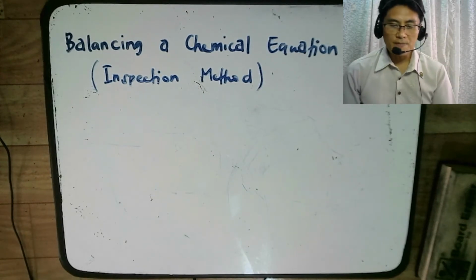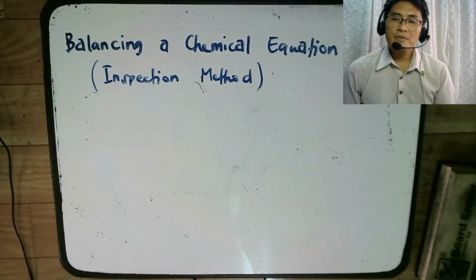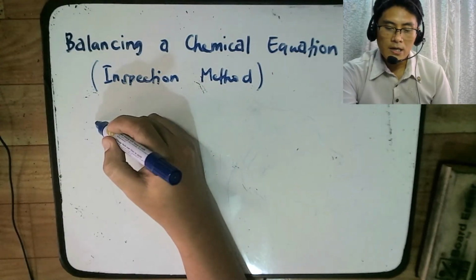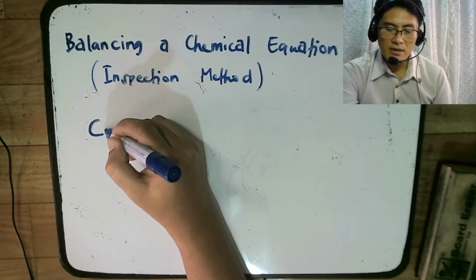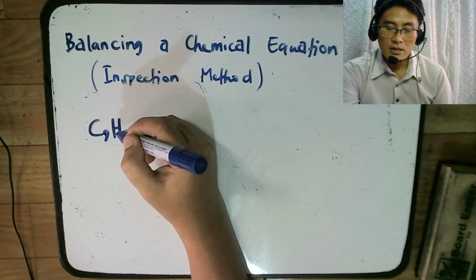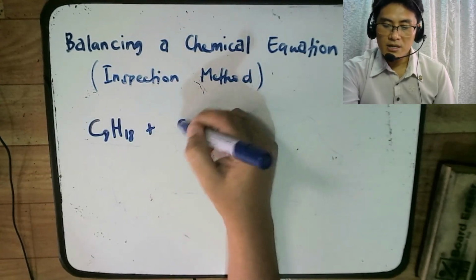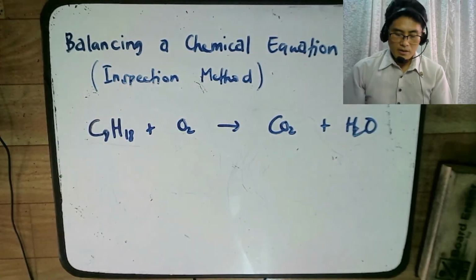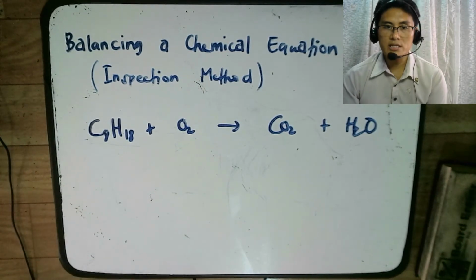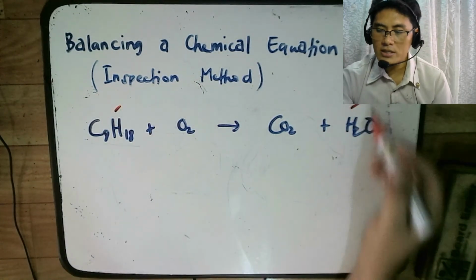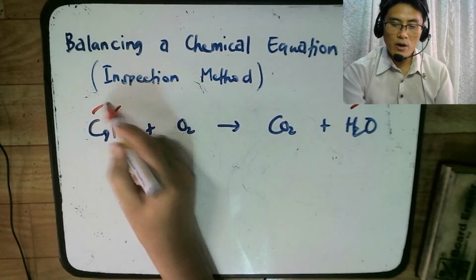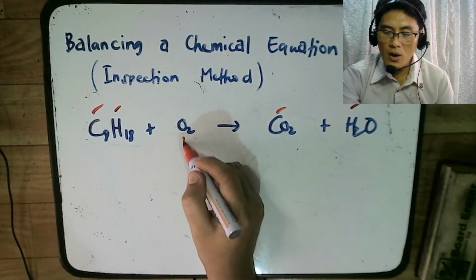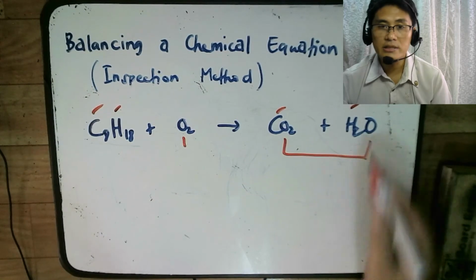Inspection method, one of the tips is to look for the elements and try to spot them. So for example here, in our example, like the last one, which is C8H18 plus O2, and then CO2 plus H2. Notice that hydrogen appears once on the reactant side and once in the product side. Carbon appears once in the reactant side and once in the product side. But notice that oxygen appears once in the reactant side but twice in the product side.